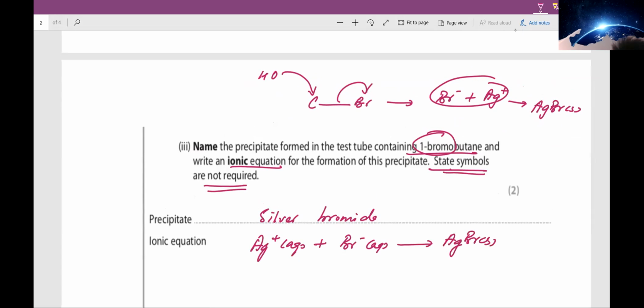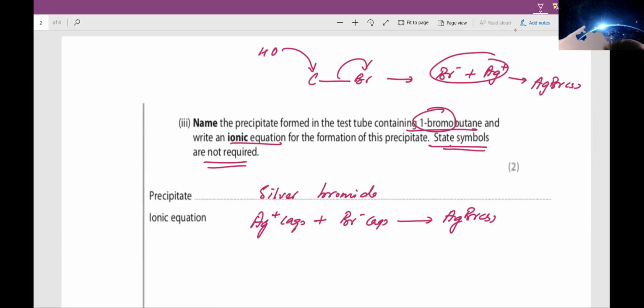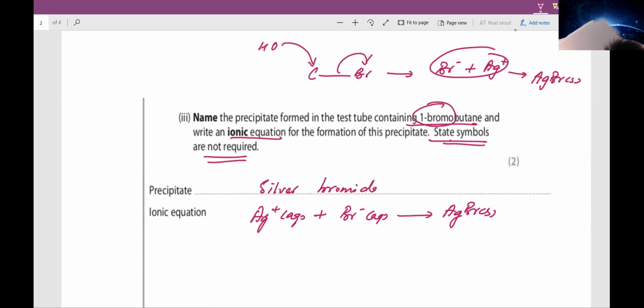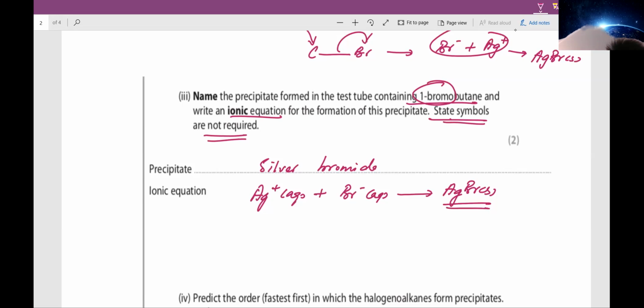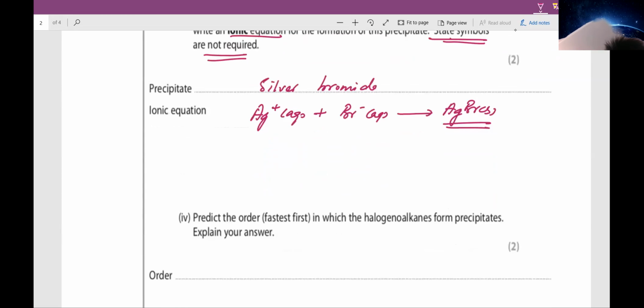Now, of course, in the exam, if state symbols are not required and you still come up with the state symbols, it's okay, provided that the state symbols are correct, okay? But of course, if it's wrong, then marks will be deducted. So you have to read the question carefully. So that's why by measuring the time for the precipitate to form, you will know how fast the reaction is.